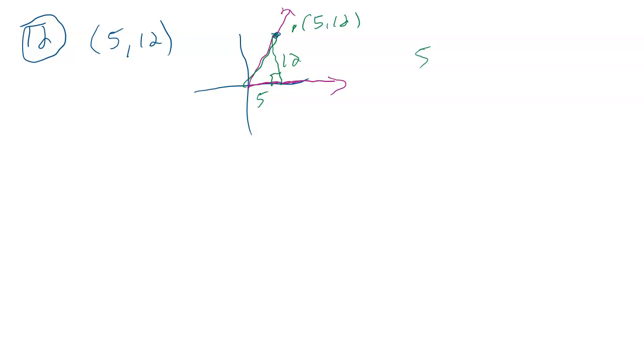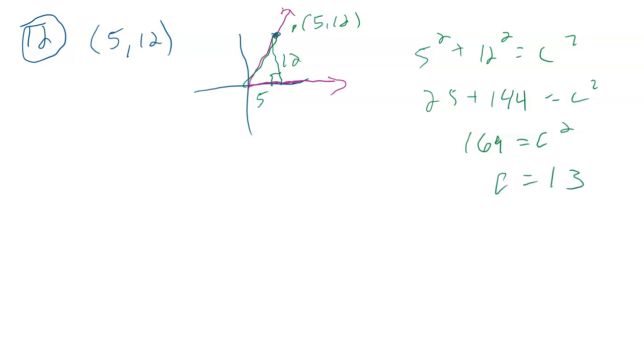So we get 5 squared plus 12 squared equals c squared. And we get 25 plus 144 is equal to c squared. 25 plus 144 is 169, equal to c squared. And everyone should know that that's 13. One of our famous Pythagorean triplets, 5, 12, 13, right triangle. This is 13.